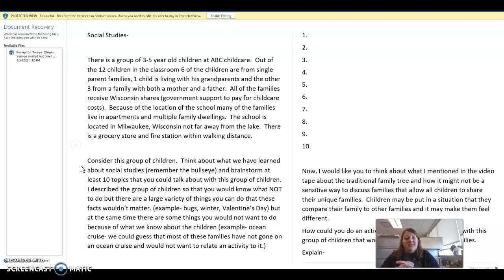All of the children receive Wisconsin Shares, which is supplemental money to pay for childcare. Because of the location, many of the children live in apartments and multiple family dwellings. The school is located in Milwaukee, Wisconsin, not far away from the lake. There's a grocery store and fire station within walking distance.